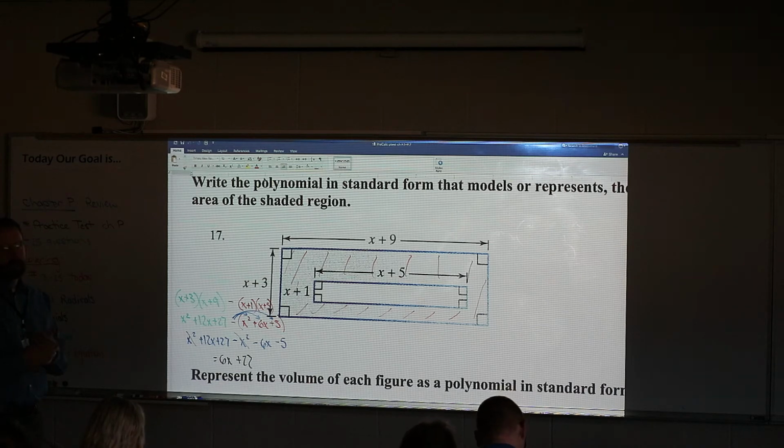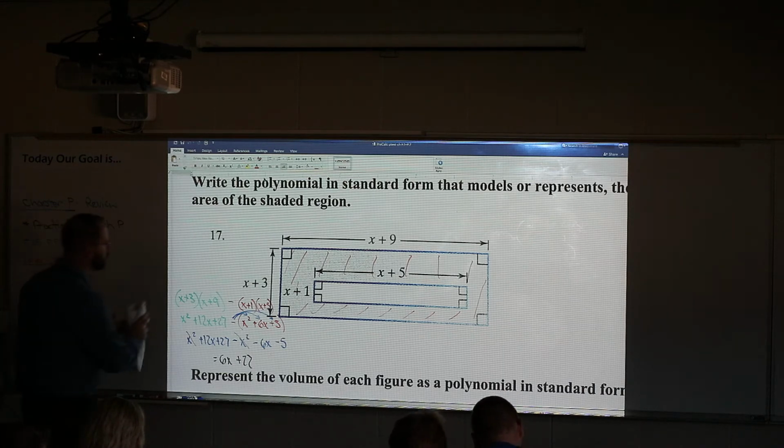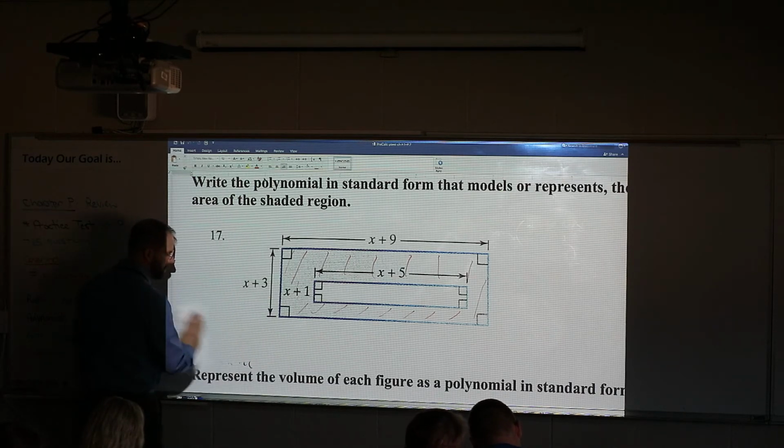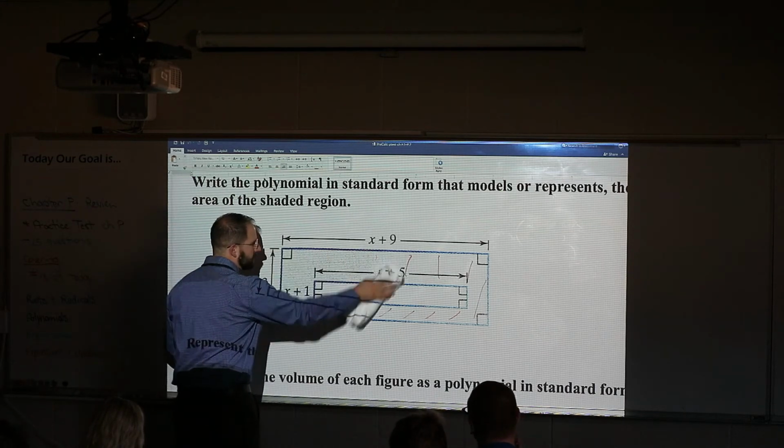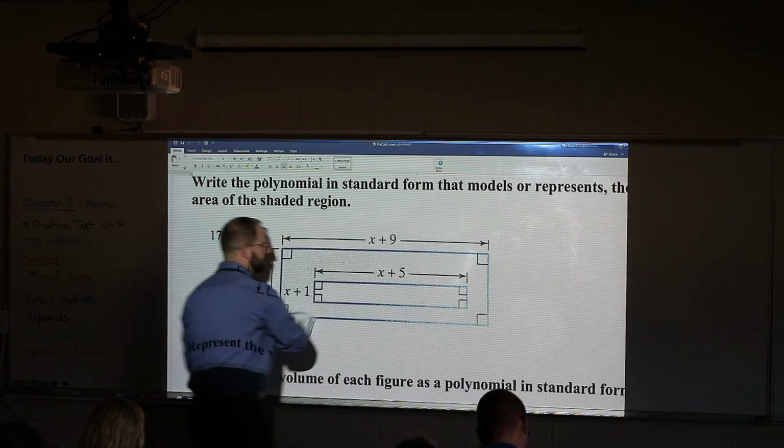Okay, questions, comments? Okay. Let's move on to the next one, volume. Do the volume problem, make sure everyone gets the right answer. And stop me if I'm going too fast. I'm trying to blitz through this so we can get through all of them, so we have some time.